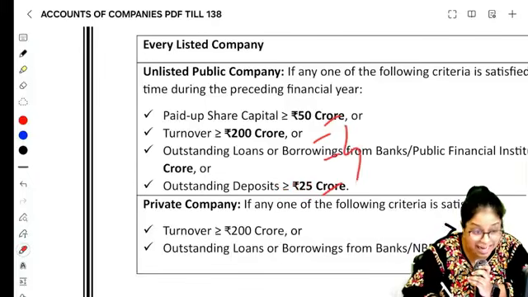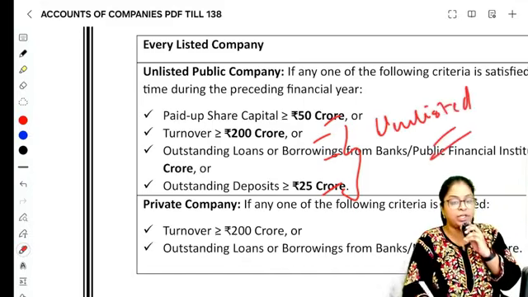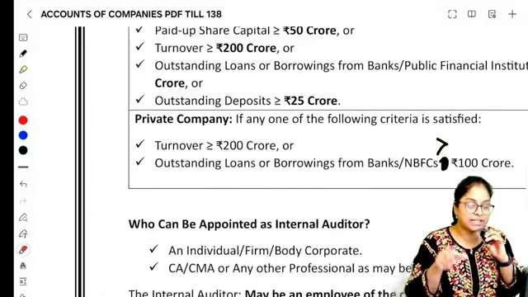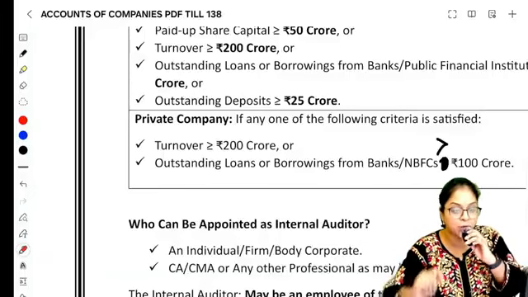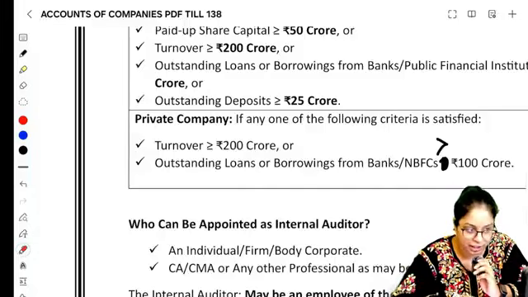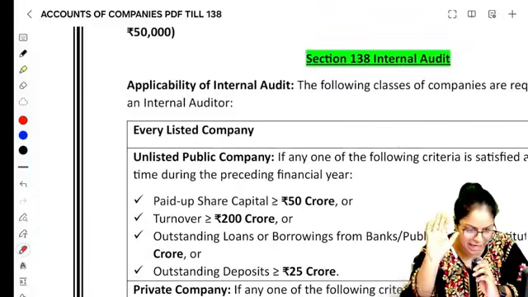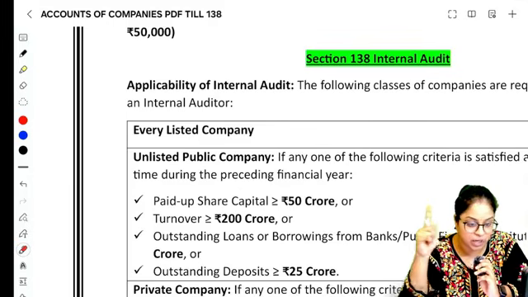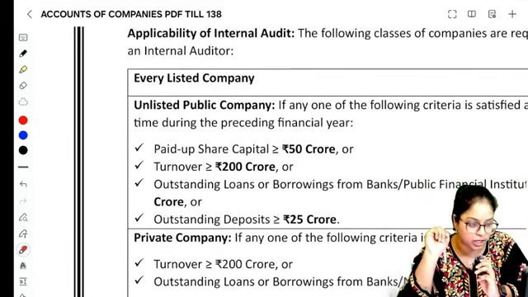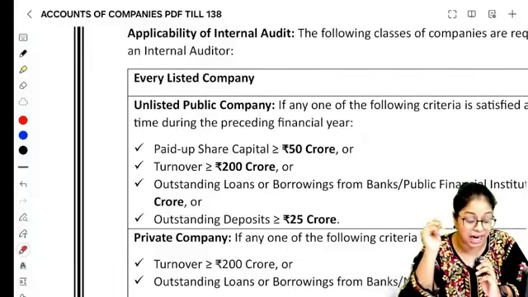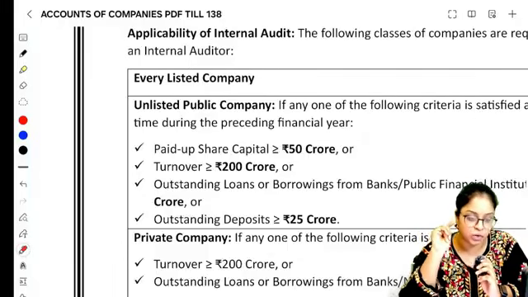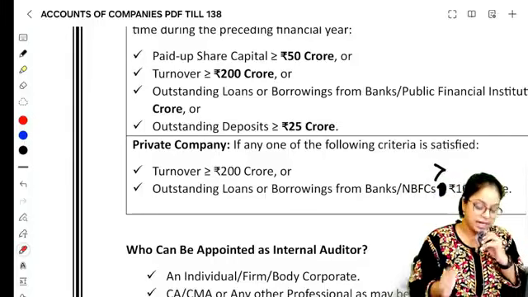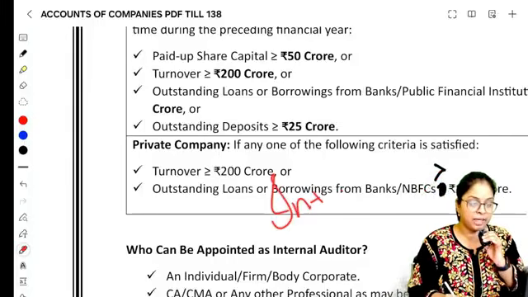If you meet any one condition, as an unlisted public company you are required to appoint an internal auditor and get your internal audit done. And in case you are a private company and your turnover is equal to or more than 200 crores, or your outstanding loans or borrowings are more than 100 crores, you are required to get your internal audit done. That means if you are a listed company, there's no numerical limit for you. Mandatorily, you have to get your internal audit done. In case you are an unlisted public company, then if your paid up share capital is equal to or more than 50 crores, your turnover is equal to or more than 200 crores, outstanding loans or borrowings are more than 100 crores, or your outstanding deposit is equal to or more than 25 crores, you're required to get your internal audit done. If you are a private company, your turnover is equal to or more than 200 crores, or your outstanding loans and borrowings are more than 100 crores, you're required to get an internal audit done.